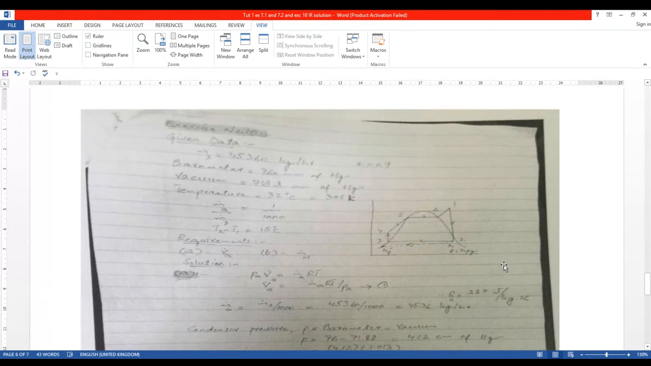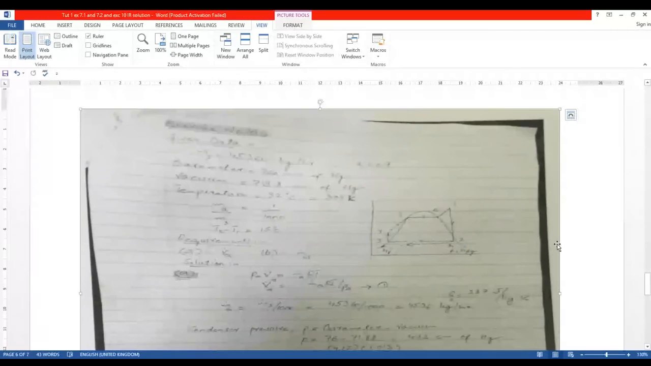So this is the TS diagram. We can see 1-2 is the isentropic expansion in the turbine. 2-3 is the condensation at constant pressure in the condenser. And 3-4 is isentropic compression in the pump. And 4-1 is adding the heat in the boiler.